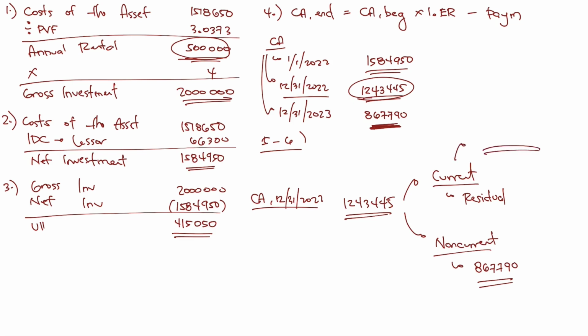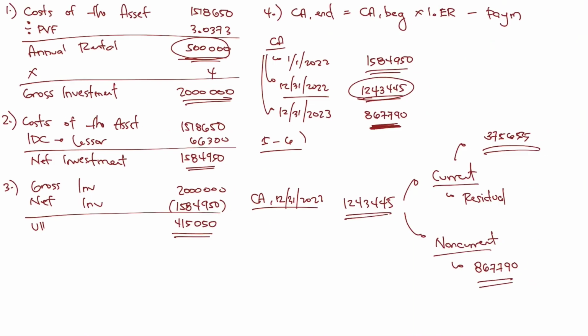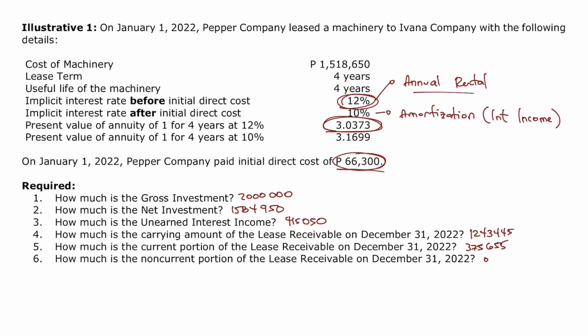And apparently, the current portion will be how much? 1,243,445 minus 867,790, or this is equal to 375,655. So final answer number 5 is equal to 375,655. The number 6, magkano daw yung non-current portion? Final answer is 867,790. Alright, so that's illustrative problem number 1.